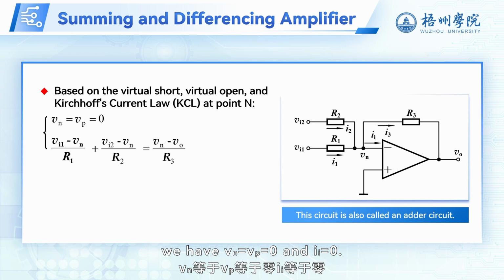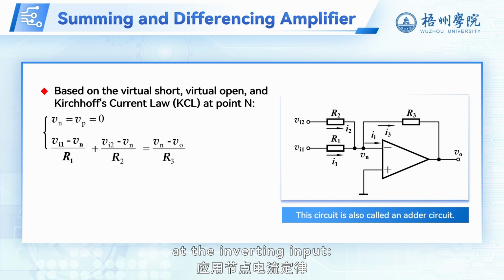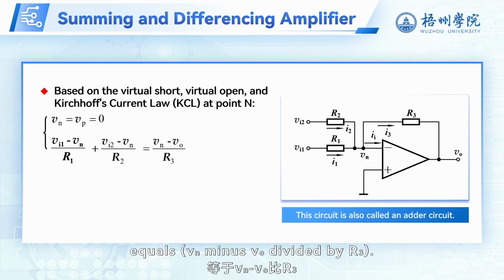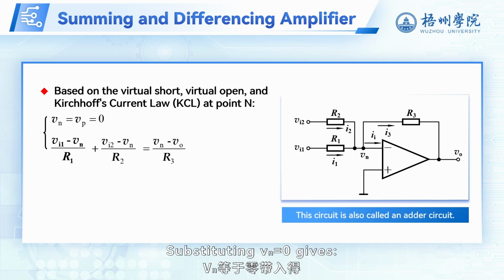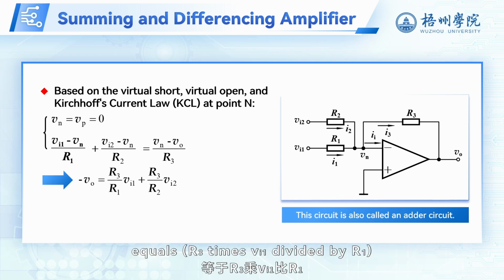I equals 0. Applying Kirchhoff's current law, KCL, at the inverting input, I1 plus I2 equals I3. That is, (Vi1 minus Vn) divided by R1 plus (Vi2 minus Vn) divided by R2 equals (Vn minus Vo) divided by R3. Substituting Vn equals 0 gives negative Vo equals R3 times Vi1 divided by R1 plus R3 times Vi2 divided by R2.